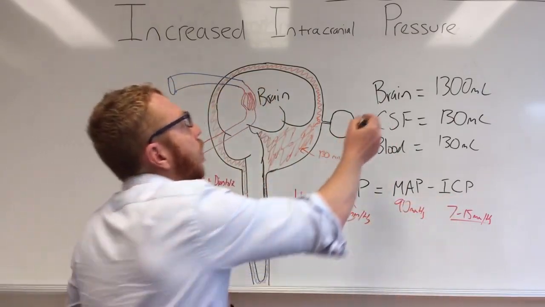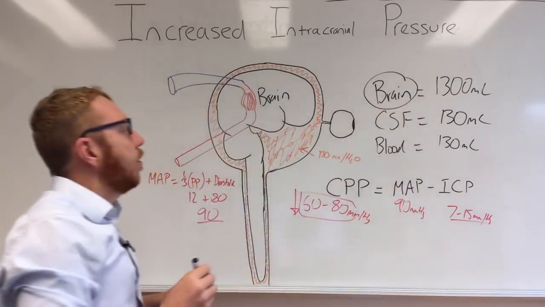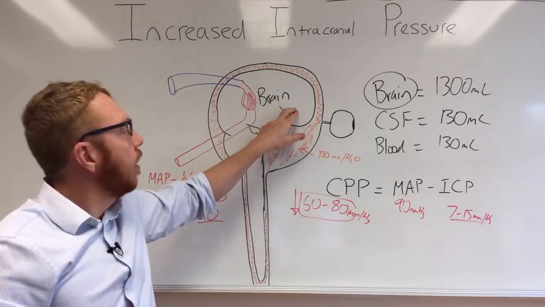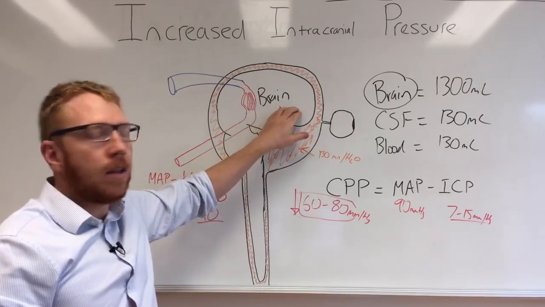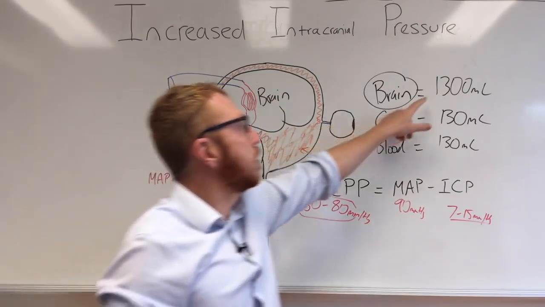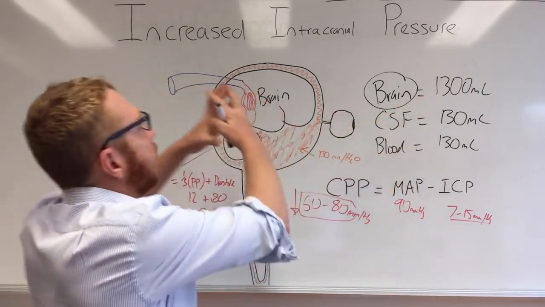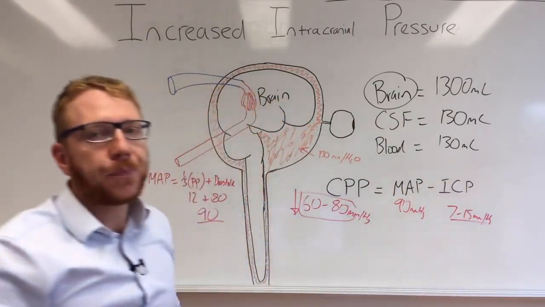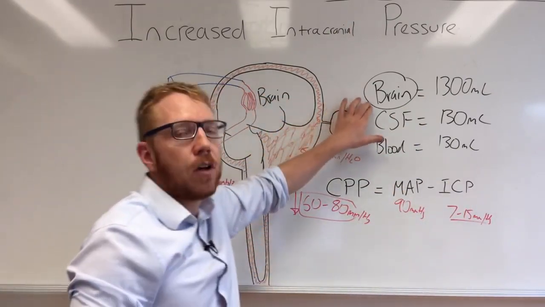So what's going to increase the mass of the brain? Well, if you have tumours in your brain, if you have abscesses in your brain, if you have edema in your brain, or if you have bleeding into the brain tissue itself, this is going to increase the volume, which means the skull can't expand. That means the ICP goes up. So that's brain volume increase.